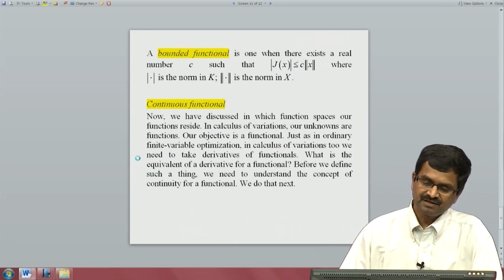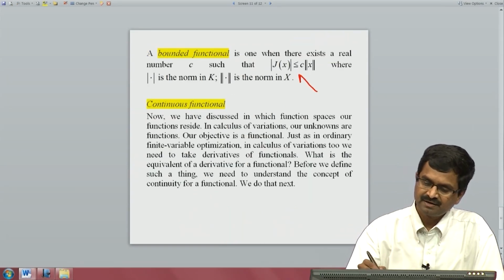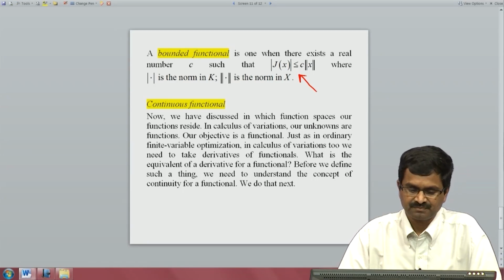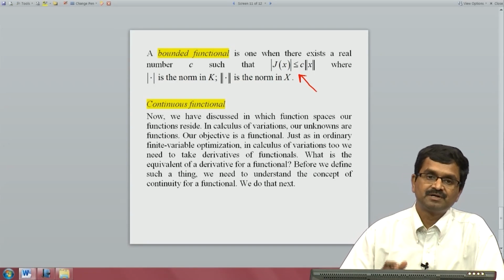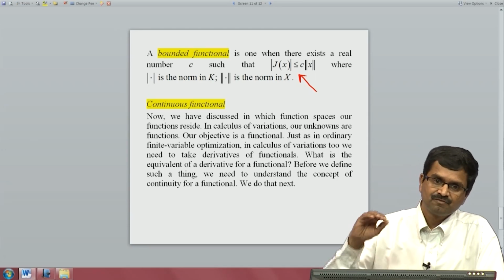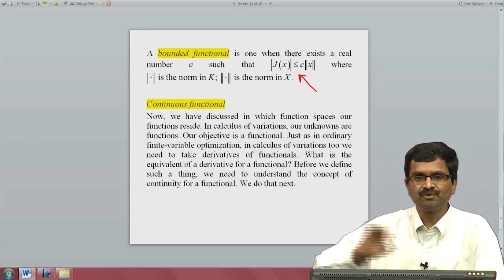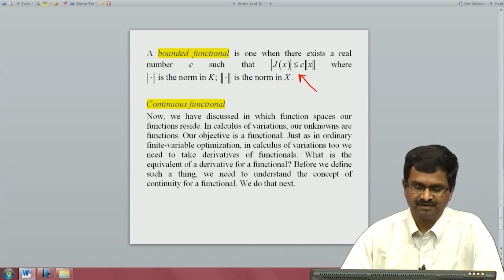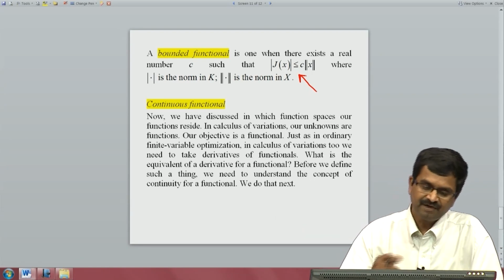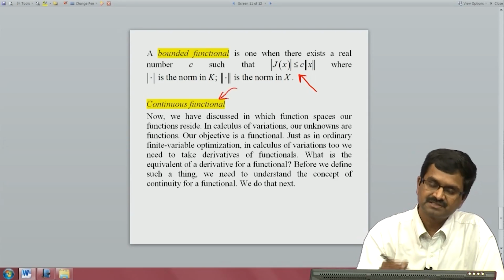And a bounded functional is one that is bounded by a number c times the norm of that function. So that is a bound, and that is also important for us in calculus of variations. Whenever we take a functional which we want to minimize, we want it to be bounded. We do not want it to go to infinity indefinitely, that will cause problems. So we need to have bounded functionals, and finally we need continuous functionals as well.